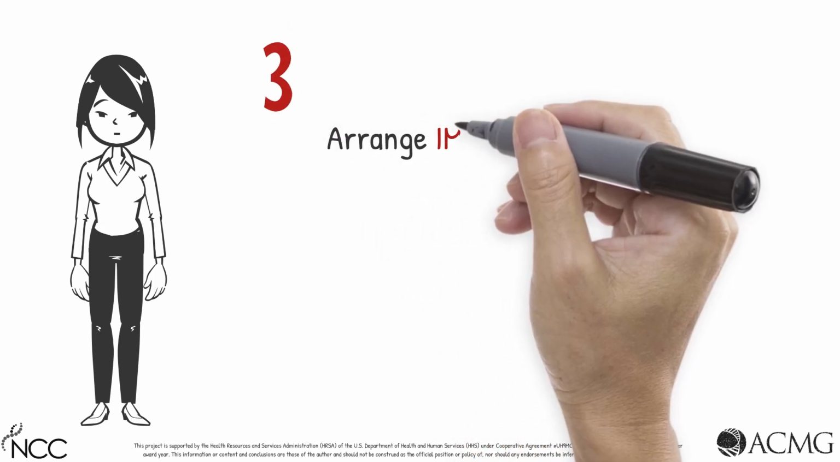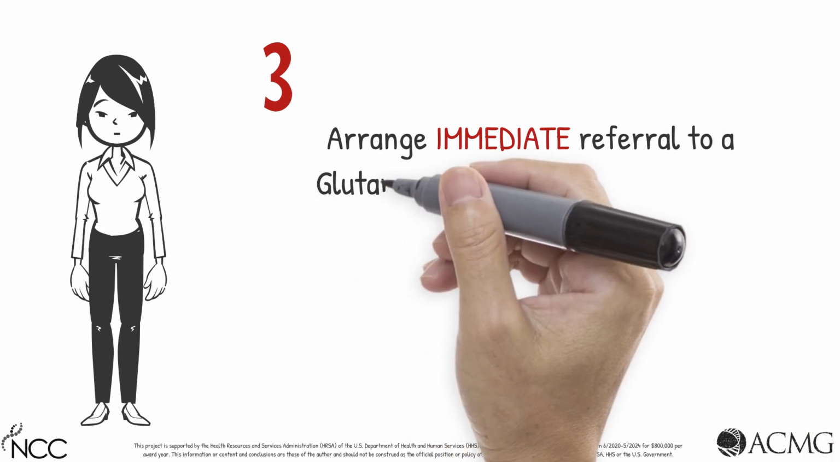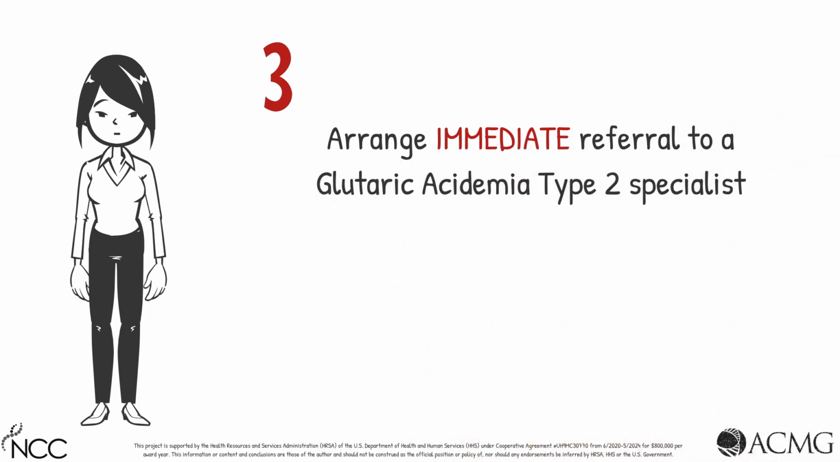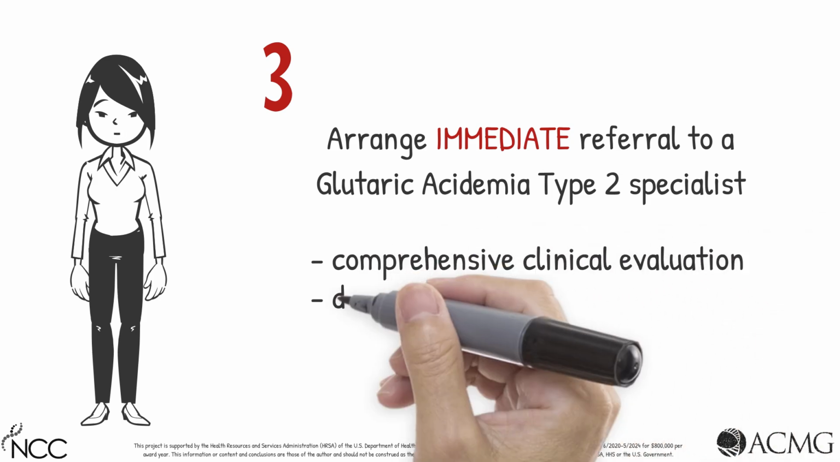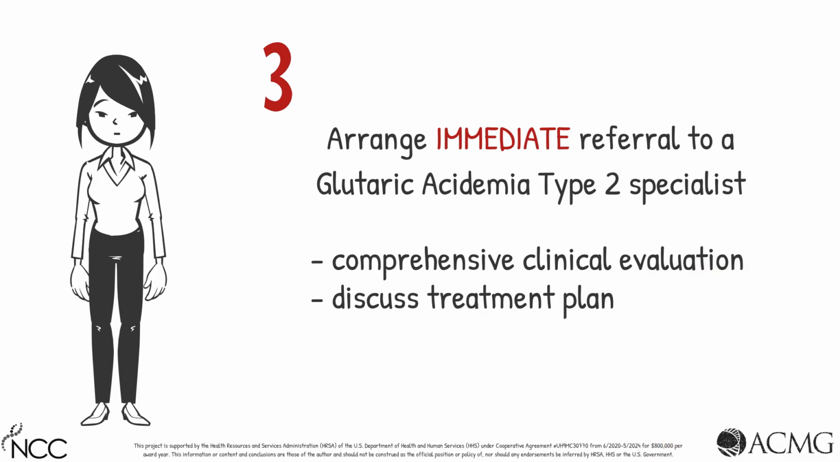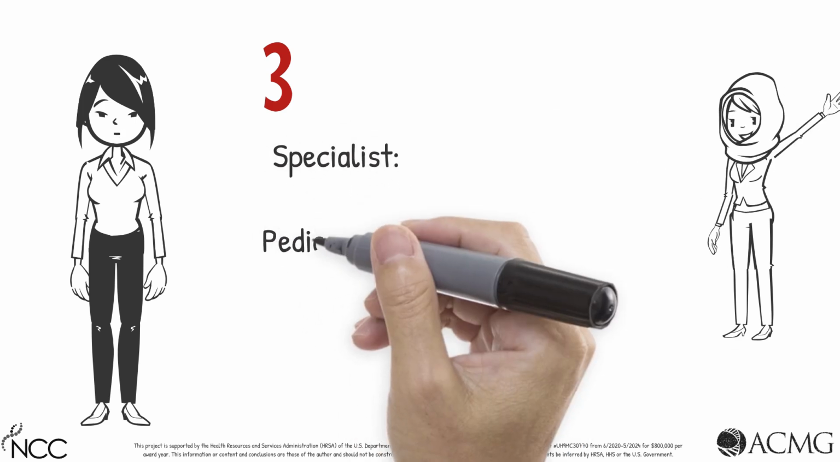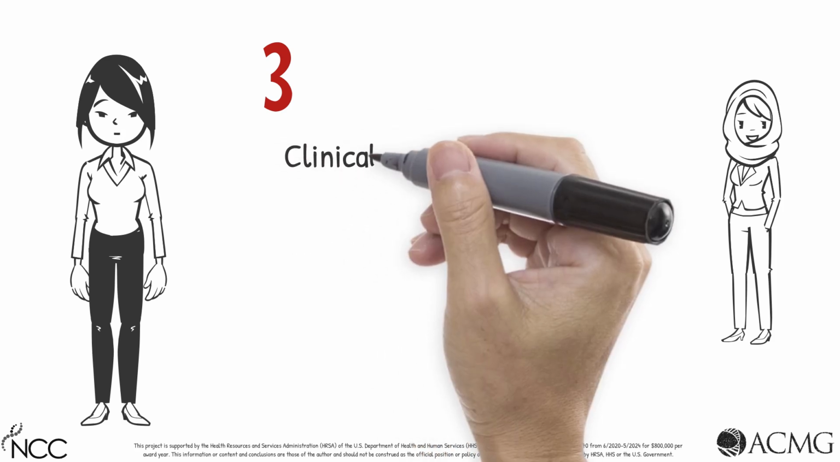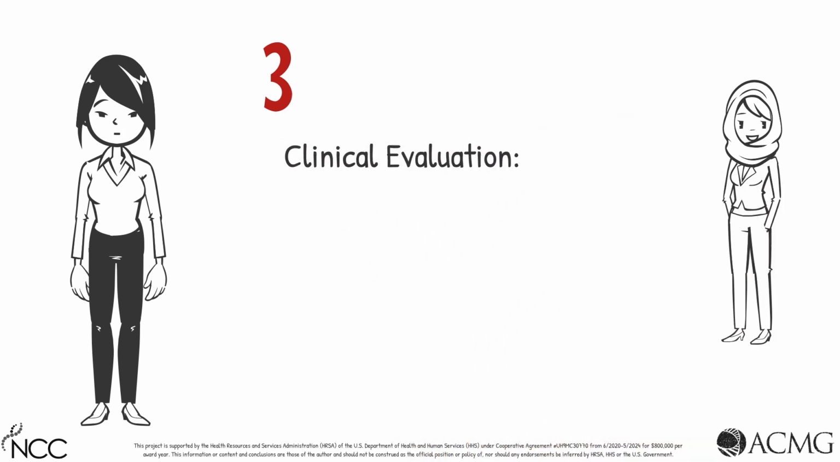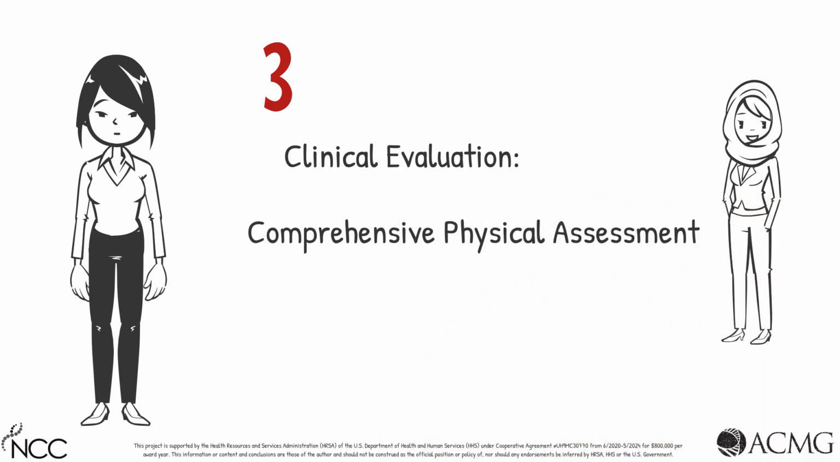Third, arrange for an immediate referral to a glutaric acidemia type 2 specialist for a comprehensive clinical evaluation, discussion of a treatment plan, and genetic counseling. The specialist should be a pediatric metabolic specialist. The clinical evaluations should include a comprehensive physical assessment by an experienced glutaric acidemia type 2 specialist.